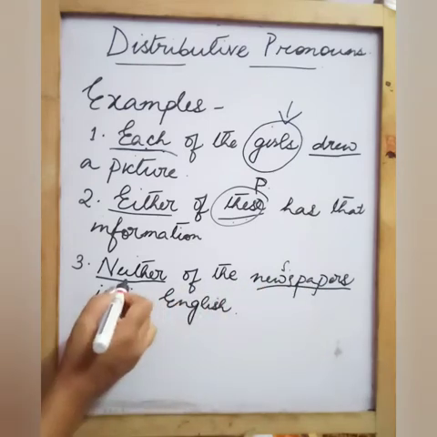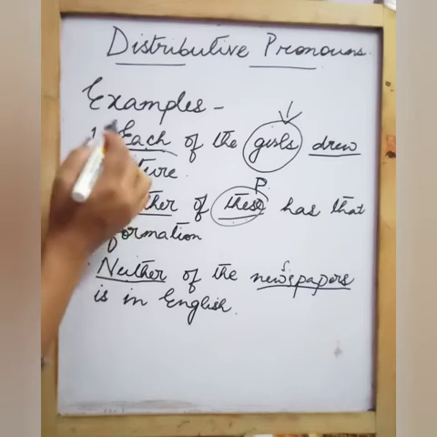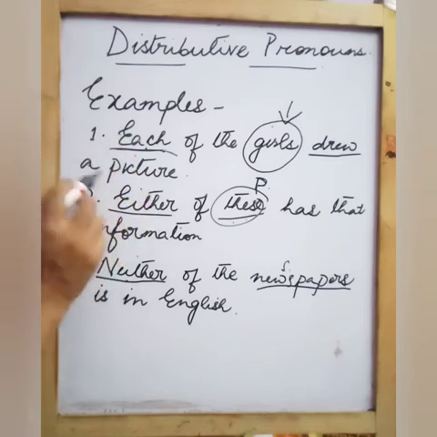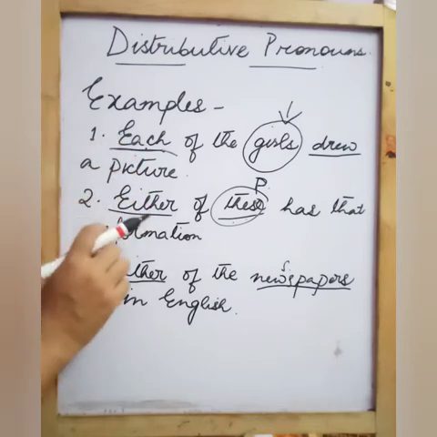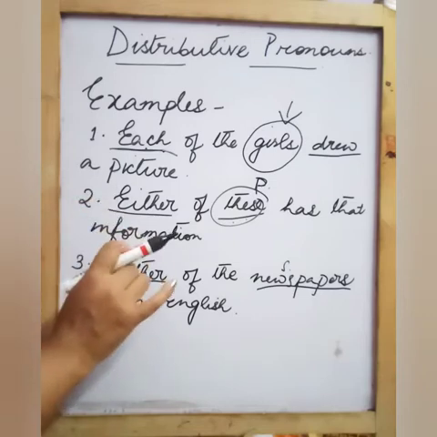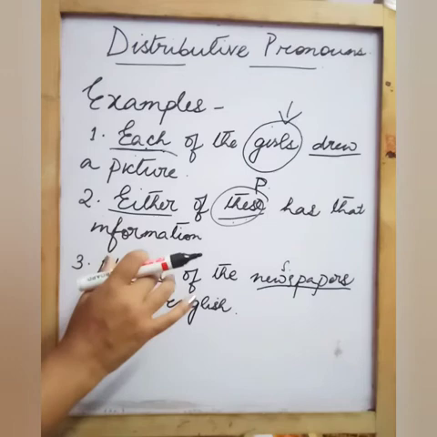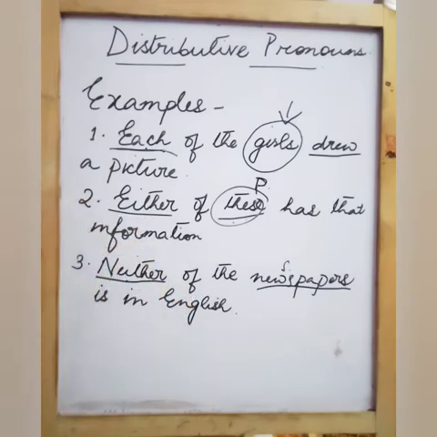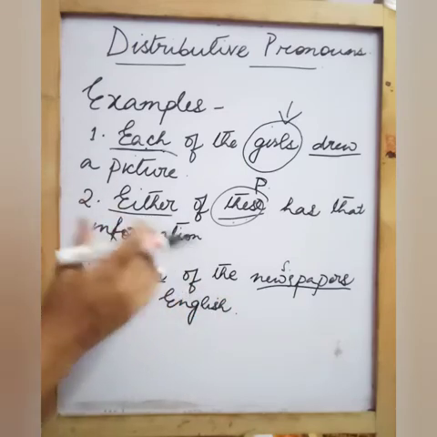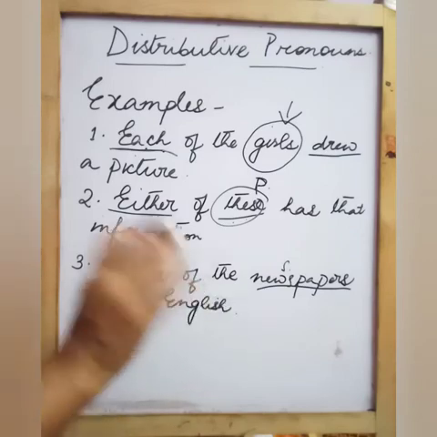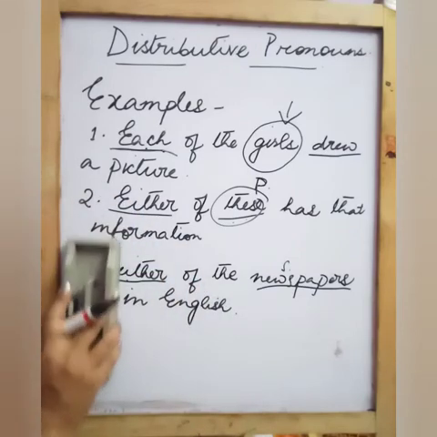So when we use words such as neither, either, each, any, none, alright, these are what? These are distributive pronouns, meaning in a collection or in a whole or in a representation, we are pointing out to each of them. Alright, each of the person or place or things. Fine? Okay.